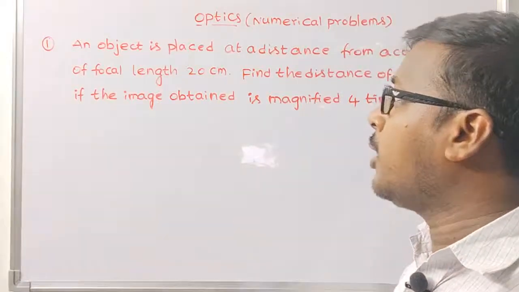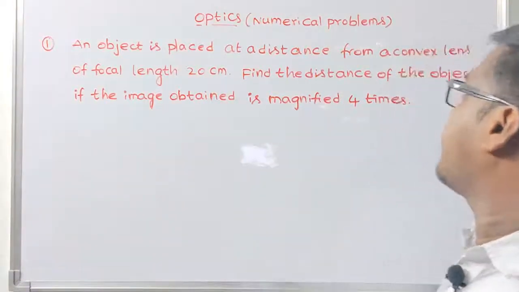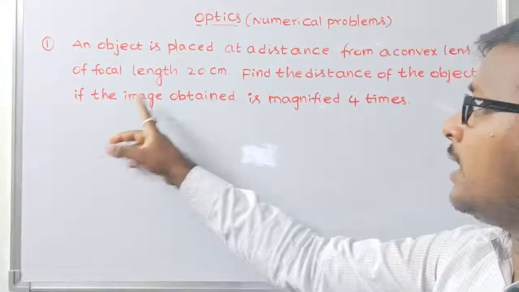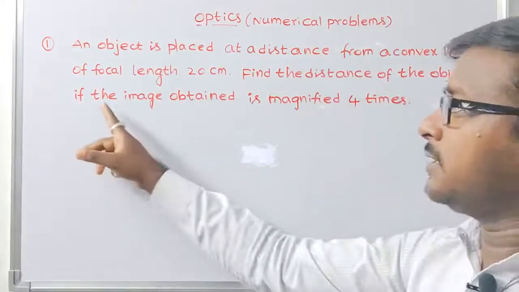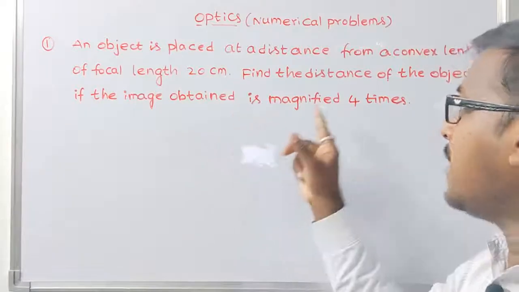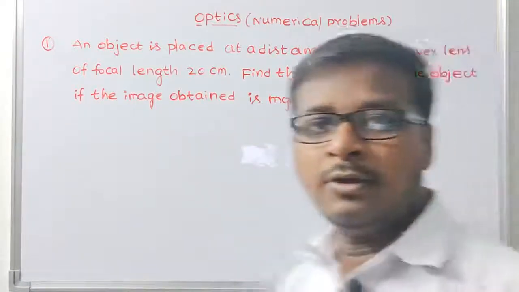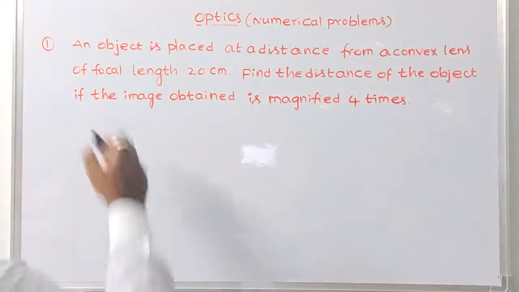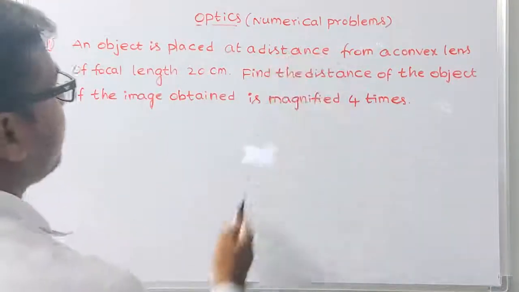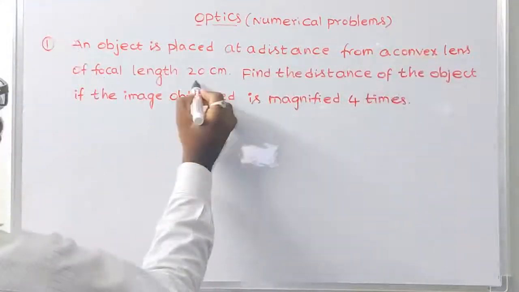First problem: an object is placed at a distance from a convex lens of focal length 20 cm. Find the distance of the object if the image obtained is magnified 4 times. Okay, very simple problem. Okay students, first listen. An object is placed at a distance from a convex lens of focal length.